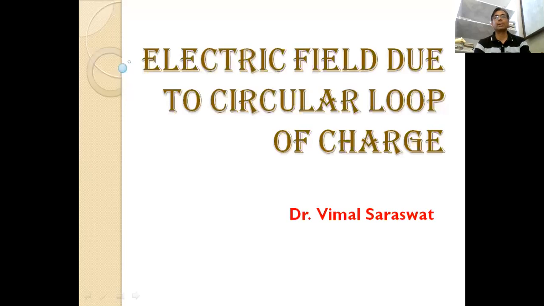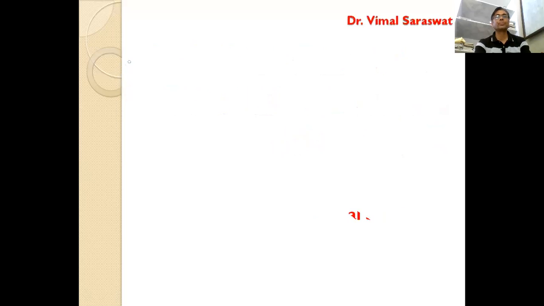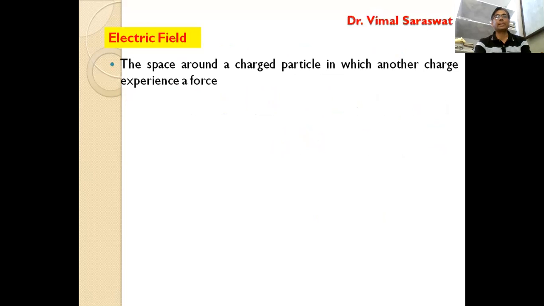Our next topic is electric field due to a circular loop of charge. We already know about electric field. Electric field is actually the space around a charged particle in which another charge experiences a force. Here we want to find the electric field due to a circular loop of charge.